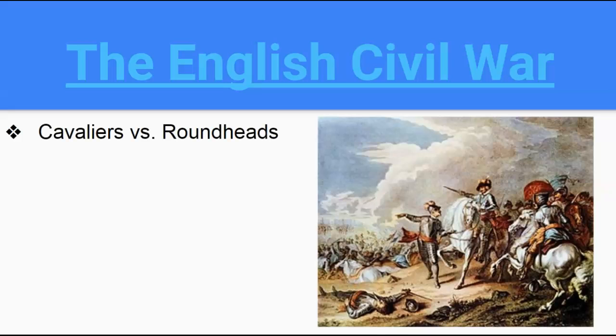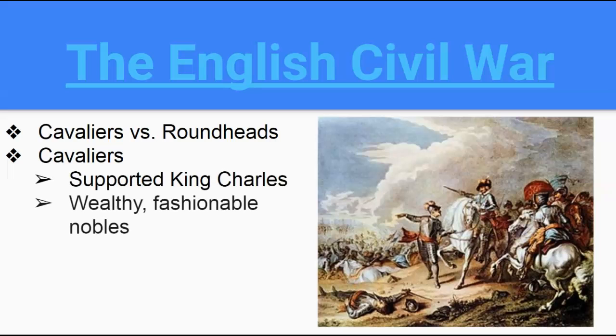Two main groups are fighting. The Cavaliers. The Cavaliers support the king, King Charles. So Charles starts with a C, Cavaliers starts with a C. That's how you remember that. And the Roundheads. The Roundheads support Parliament, and specifically they support a man named Oliver Cromwell, who we will talk about later.